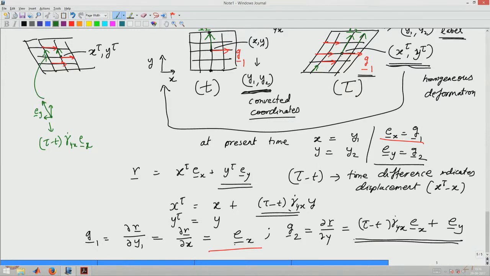We can do the same exercise in case of any time in the future also. This quantity is again Ey, and some quantity here, this quantity is tau minus t gamma dot yx Ex, and therefore, the resultant vector is G2, which is what we have drawn here.